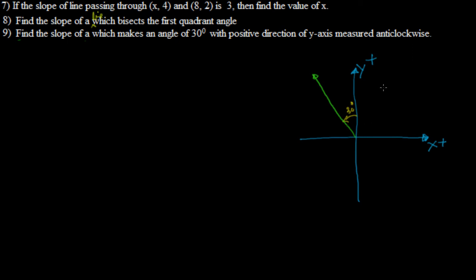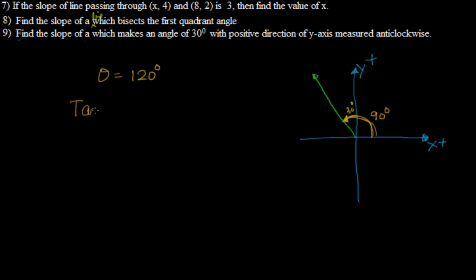Now you can ask me, why can't you take this one, right? If you take this one, the angle with the y-axis is in clockwise direction. We have been clearly told positive direction of y-axis measured in anti-clockwise direction. So the total angle is how much? First quadrant is 90 degrees, and this angle whatever we have added now is 30 degrees. So the inclination is 90 plus 30, 120 degrees. Theta is equal to 120 degrees.